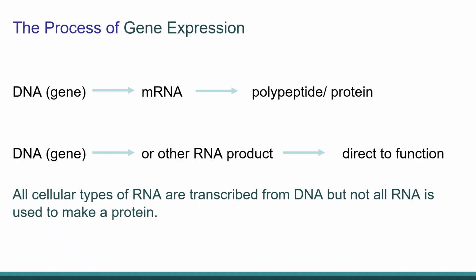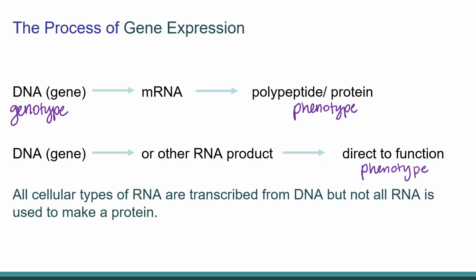During the process of gene expression, we are going to start with the information in our DNA. So this is going to be our gene sequence. In other words, this is going to be our genotype. And then the end result is going to be a phenotype. Now that end result can be a protein, or it can also be a direct-to-function RNA molecule. And that direct-to-function RNA molecule is still going to somehow affect the phenotype of an individual.